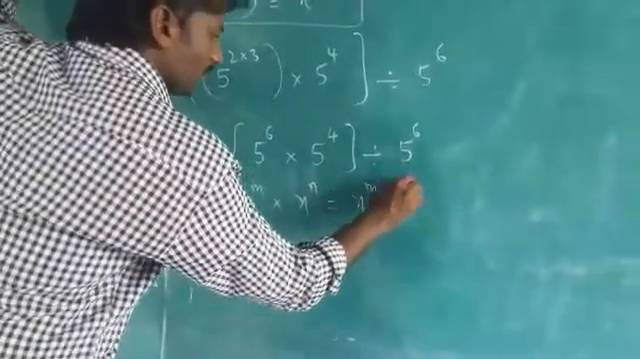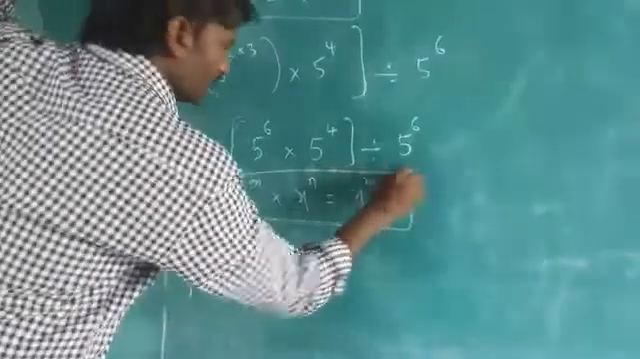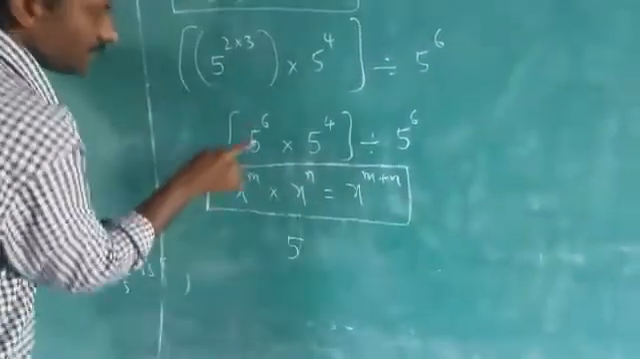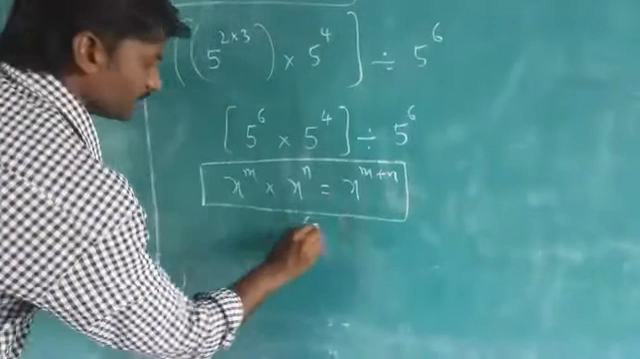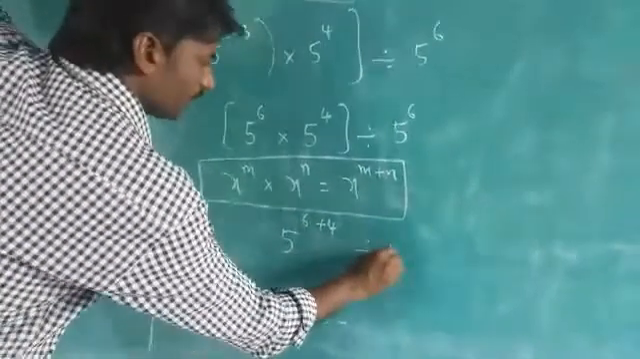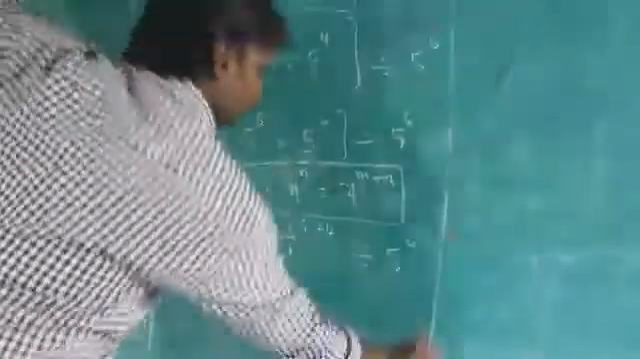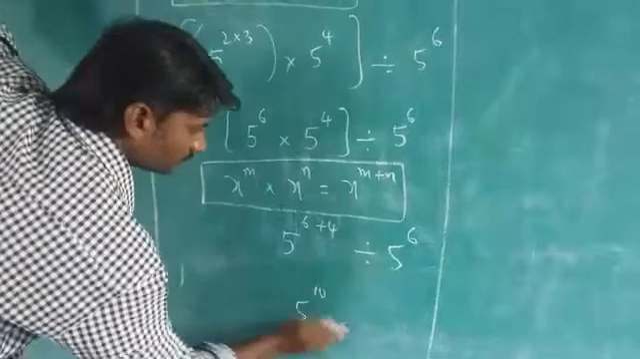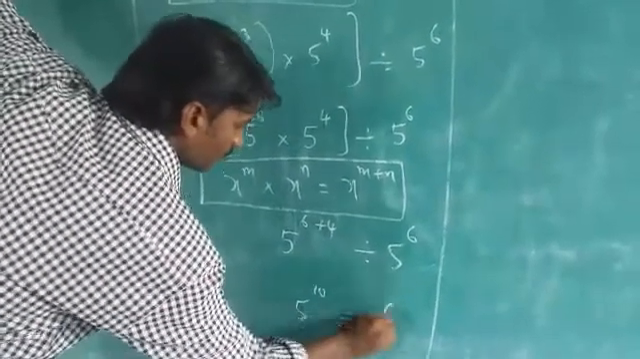x to the power of m plus n. So I am writing here now base 5 as this m plus n, that is 6 plus 4, divided by 5 to the power of 6. Children, 5 to the power of 10 divided by 5 to the power of 6.